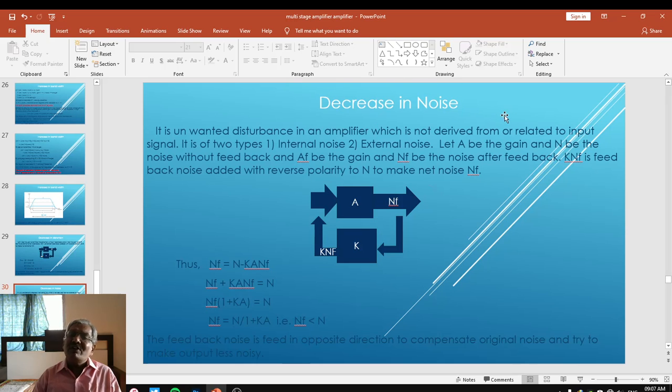So, what is the noise then? Noise is unwanted signal which is present in the output, which is not present in the input. Noise is not expected at the output, but it is going to be present, which is not related to the input. For example, if you are listening to the radio, unwanted sound that appears from the speaker is called noise.